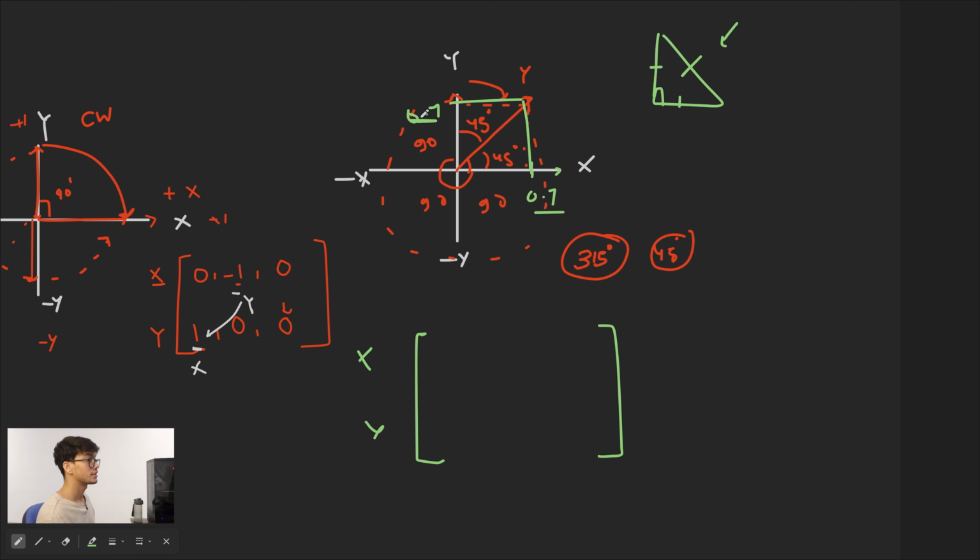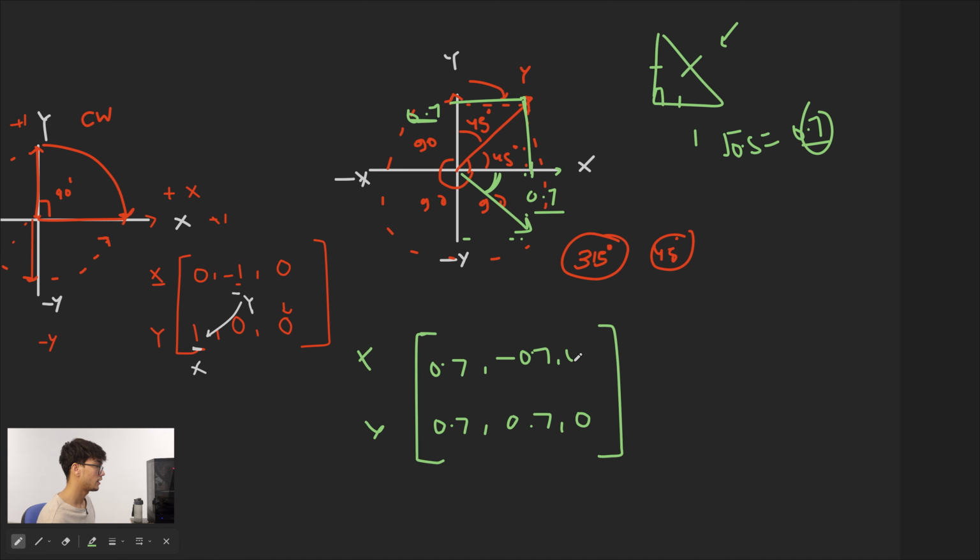So this value will get 0.7, okay, because this is the Pythagoras theorem, so you will get root 0.5, which is around 0.7. You don't need to worry about that. So what will be the new value? Y is now facing this, so y in x direction is 0.7 now. In y direction it is also 0.7 and z is 0, and x will move here by 45 degrees. And what is the x value? x value will be 0.7 in x and minus 0.7 in y, and z will be 0.